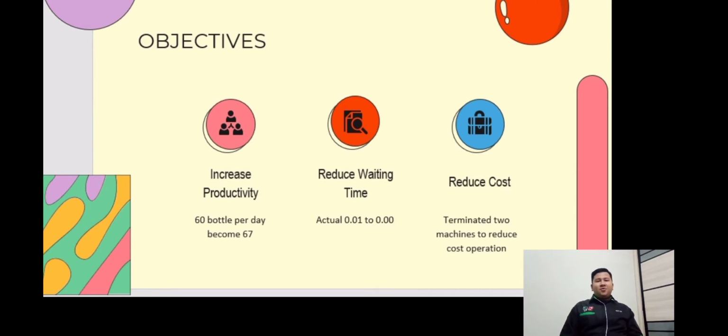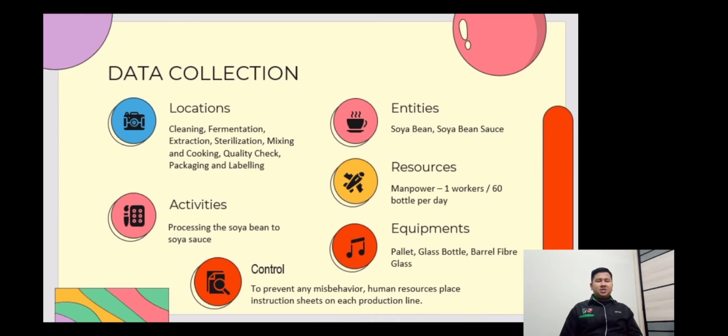Okay, we move to the next part, which is data collection. There are 6 in total, and the first one is locations: cleaning, fermentation, extraction, sterilization, mixing and cooking, quality check, packaging, and also labeling. Next is entities. This one is easy, which is soya bean and also soya bean sauce. The activities are about processing the soya bean into soya sauce, the finished goods.